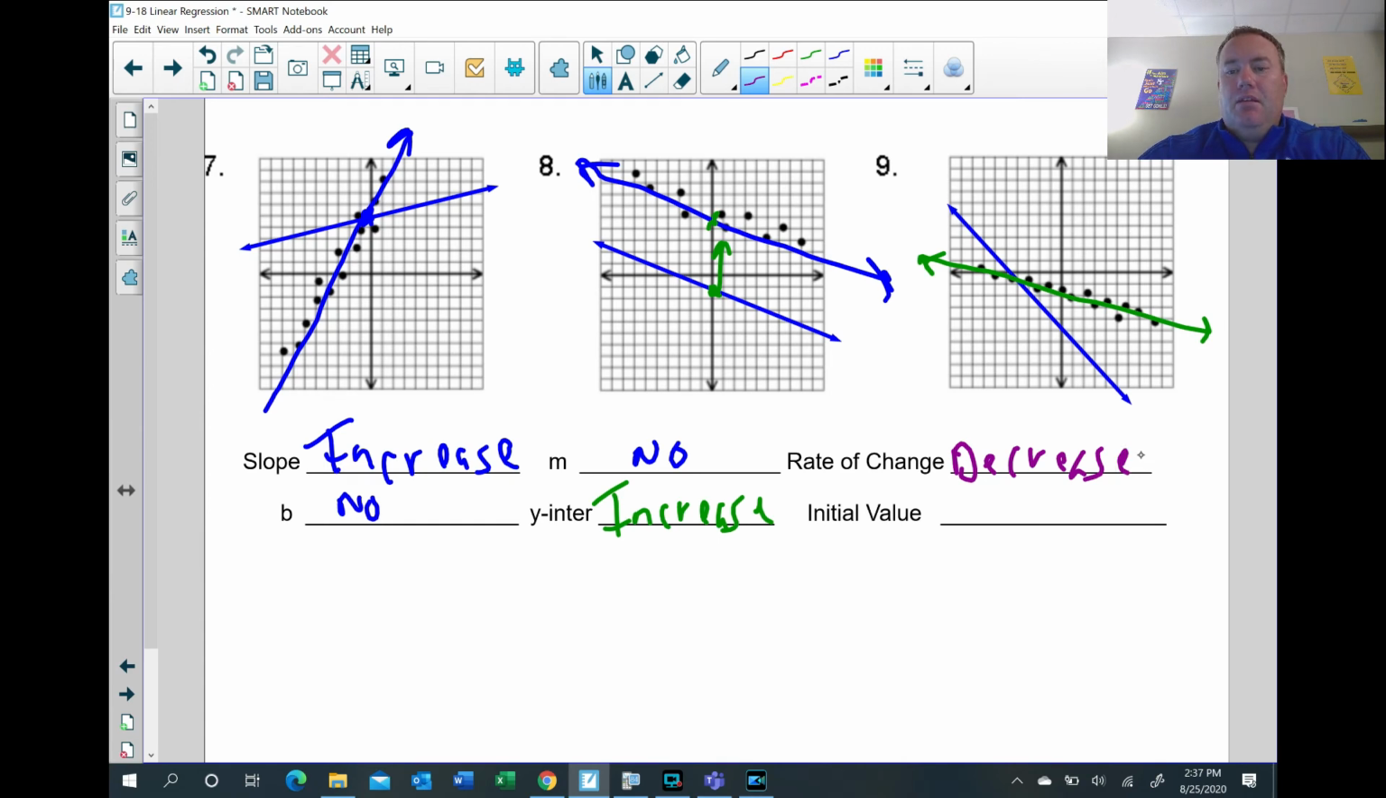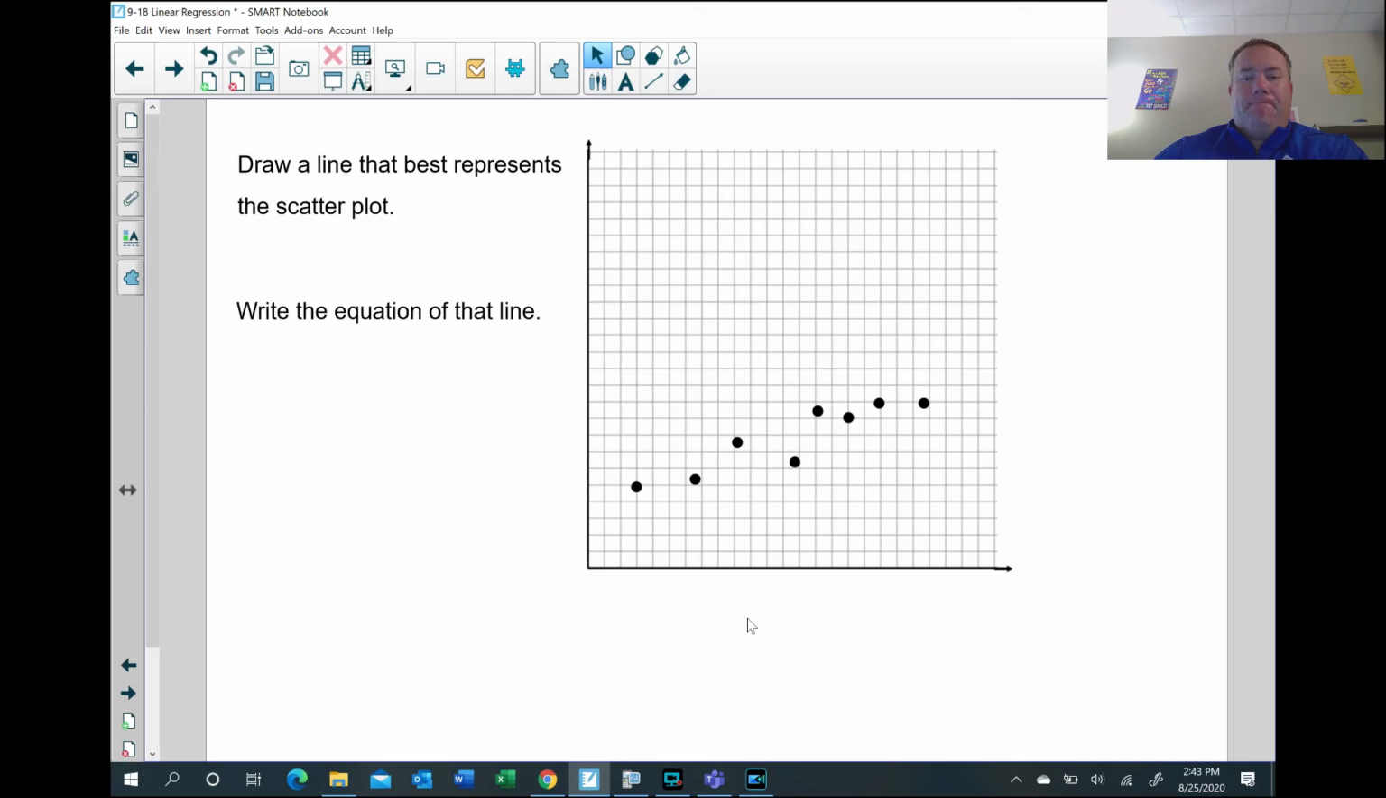Okay? The initial value, what does initial value stand for? Y-intercept. Well, the y-intercept for this one is up farther, isn't it? So that means I want to increase the y-intercept. Okay? So, just a little something for you guys to look at. Alright guys, so let's go on to this one here. It's the last one we have to work on.